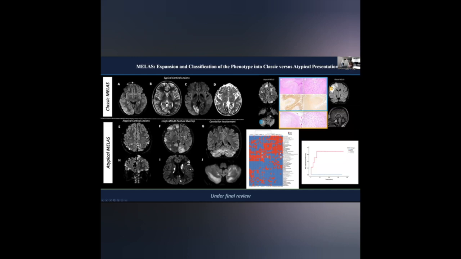So remember that Leigh syndrome and MELAS may have some overlap features, and this is some kind of atypical form of MELAS. You may also see atypical cortical lesions that are present in the context of MELAS, and sometimes only cerebellar involvement. All these features are recognized nowadays in the context of atypical MELAS. And this atypical MELAS has a poor prognosis when compared to the classical ones.